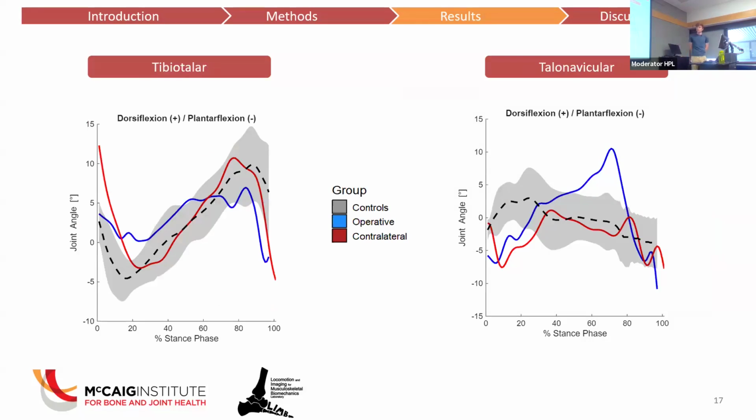So if we look at the tibiotalar graph on this side, you can see the controls are in gray. The contralateral side, the red line there, actually follows the controls fairly well in terms of pattern and range of motion values. And we can see the operative side definitely has a limited range of motion in both dorsiflexion and plantarflexion across that stance phase. And if we go over to the other side and look at the talonavicular joint, again, the controls are in gray. We can see that the operative side has a much larger range of motion across that stance phase than the contralateral side. Blue has a much larger range of motion than the red line.